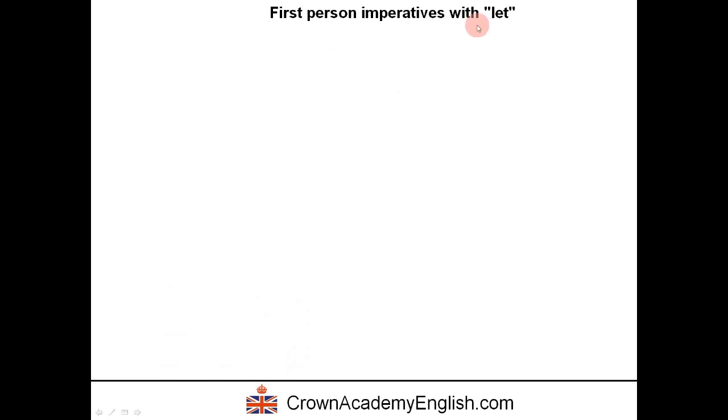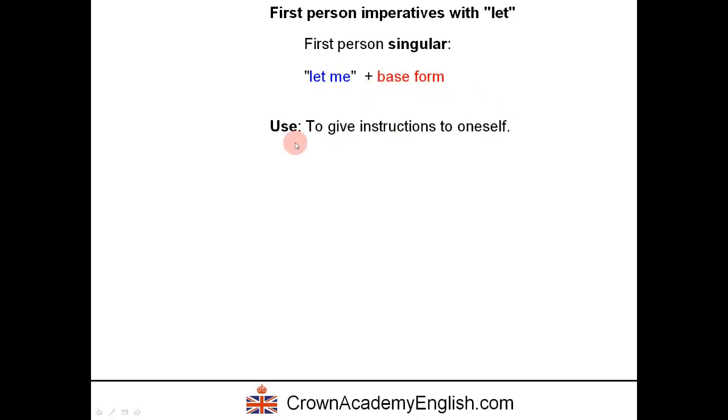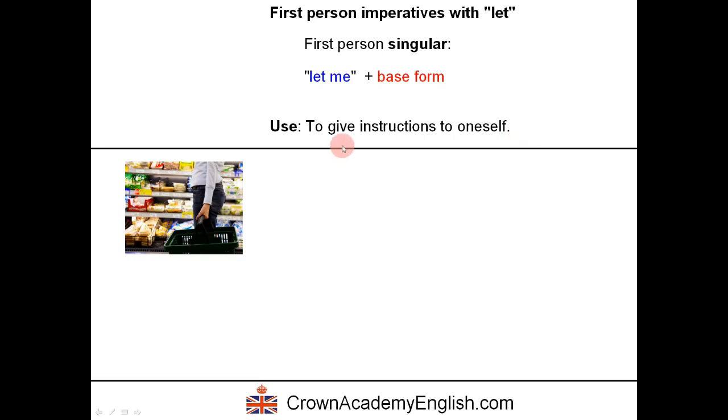First person imperatives with the word let. So let's look at the first person singular. The form is let me followed by the base form. So it's let me followed by the imperative. And the use is to give instructions to oneself. Let me give you an example. In fact, I just gave you one. Did you hear me? I said, let me give you an example.